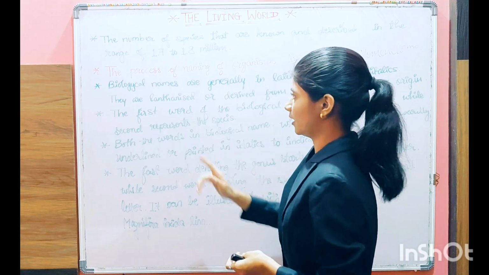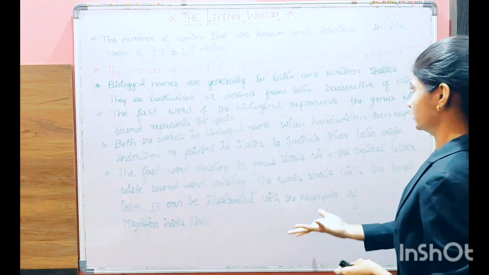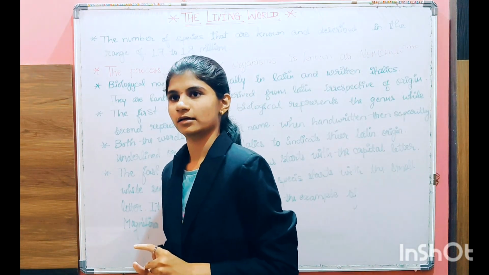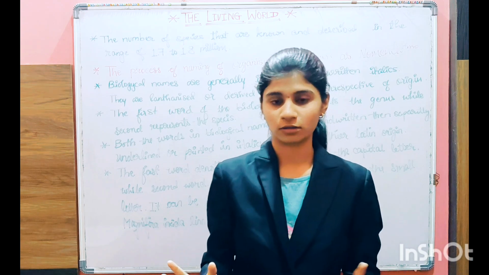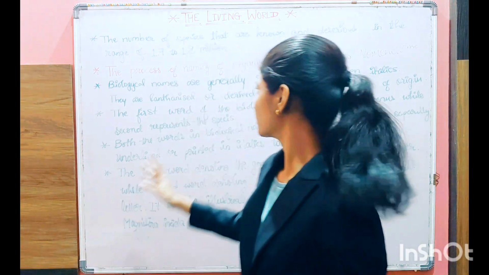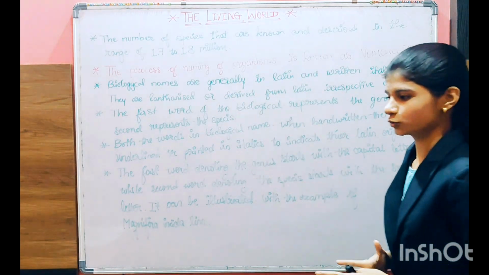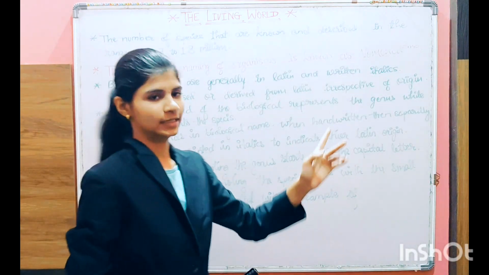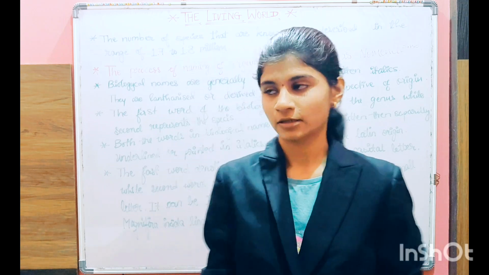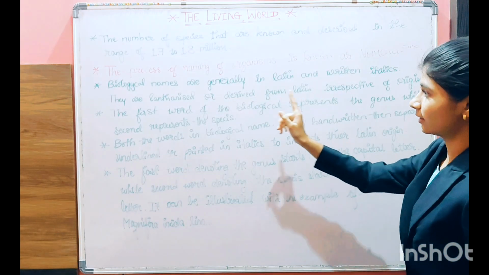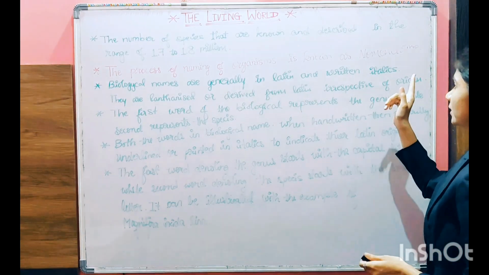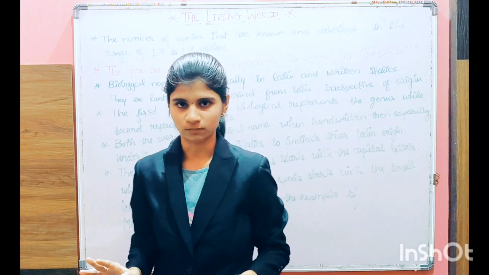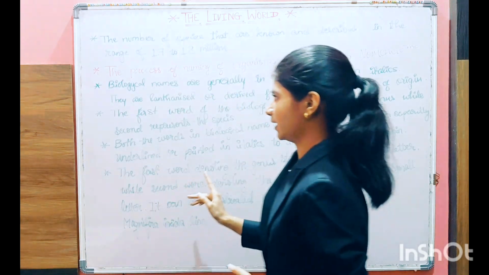Biological names are generally in Latin and written in italics. This is because the Latin words are very difficult to pronounce or to find the organism name, so they have been written in italics. Keep this in mind, and in the exam don't write that biological names are written in Latin and it is in italics. It will be totally wrong. Be careful.